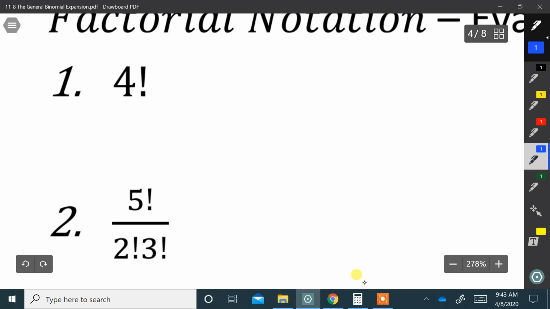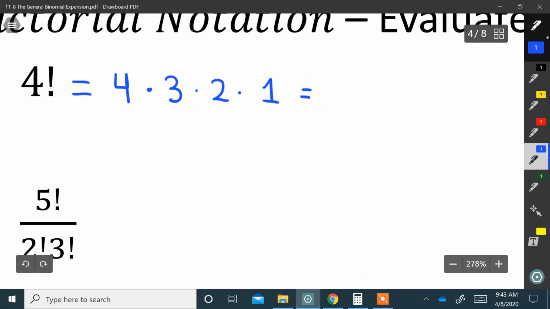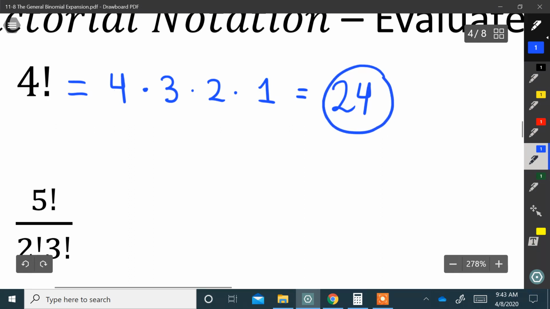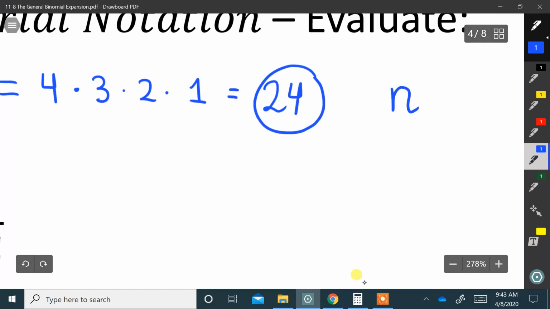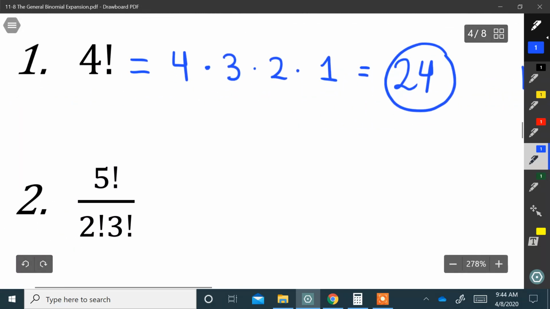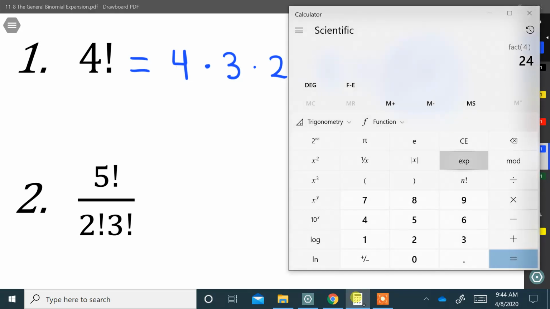Yesterday we already learned how to do this one. We know that 4 factorial is 4 times 3 times 2 times 1. When I multiply all that out, 4 times 3 is 12, times 2 is 24. So that one is easy. There is also a button on the calculator that you can use to figure out a factorial. You usually press 4 and then press the factorial button, and it gives you 24. 4 factorial is equal to 24.